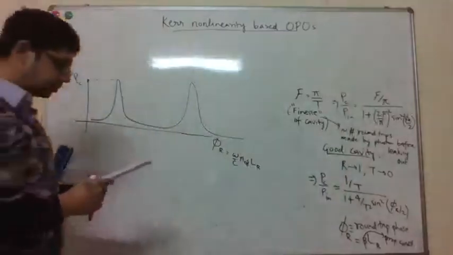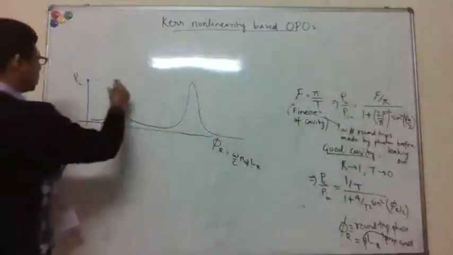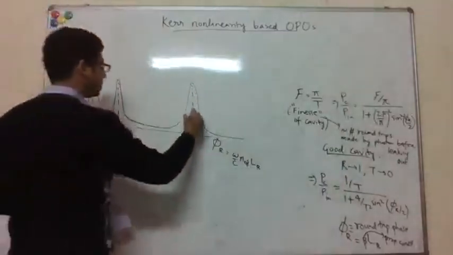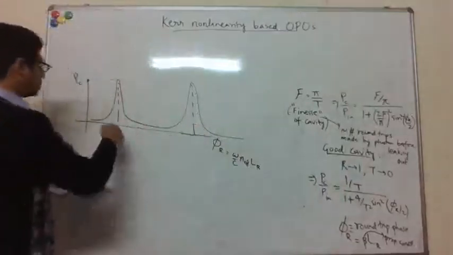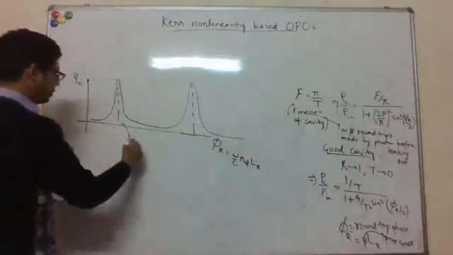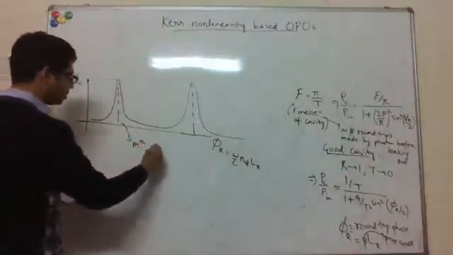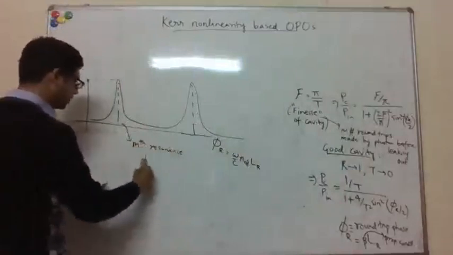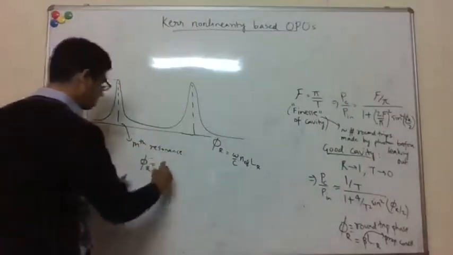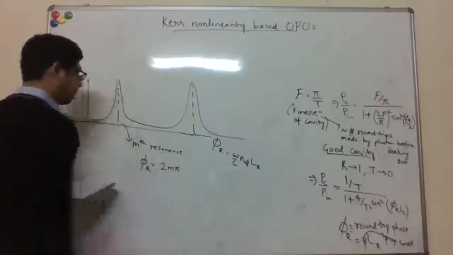Right? So you get these resonances. And so if you look at the mth resonance of the cavity, that's given by the condition when the round trip phase becomes 2m pi.